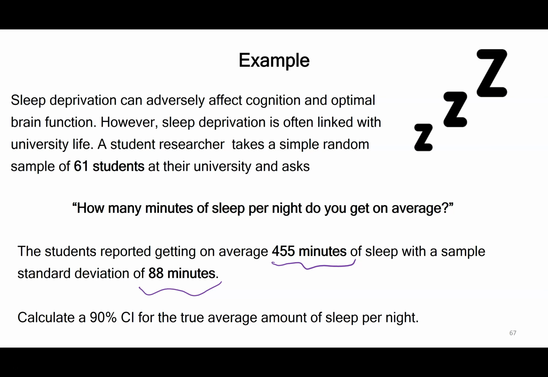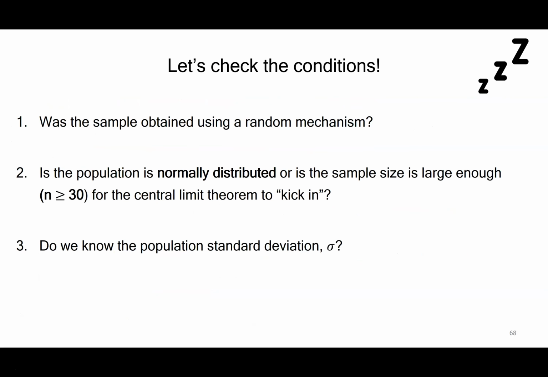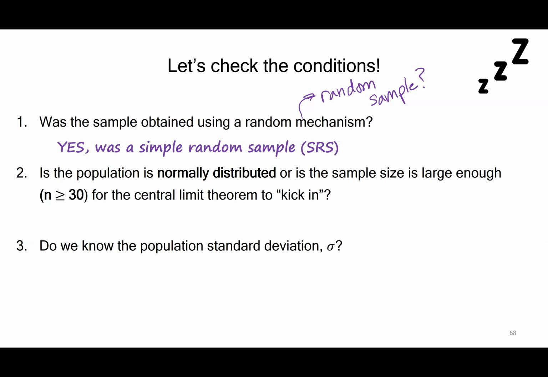Before we go too far, we're going to want to look at our conditions, because if we don't meet our conditions, we can't use the methods that we've been using. So, was the sample obtained using a random mechanism? Translation: was this a random sample? This is important because if it's not a random sample, we can't say that the sample represents a bigger group. So, yes, in this case, it was a simple random sample, so we can say yes.